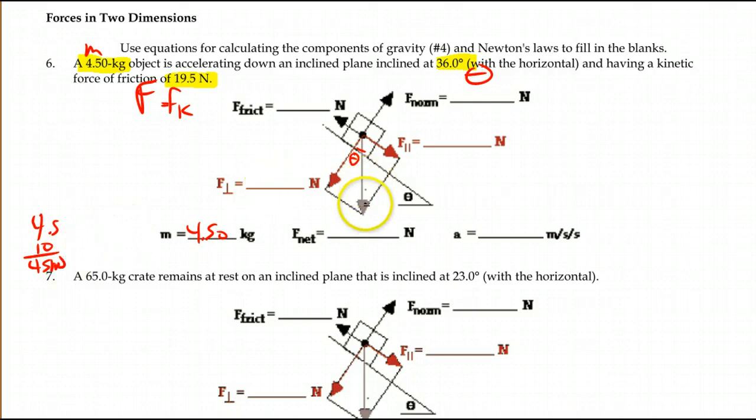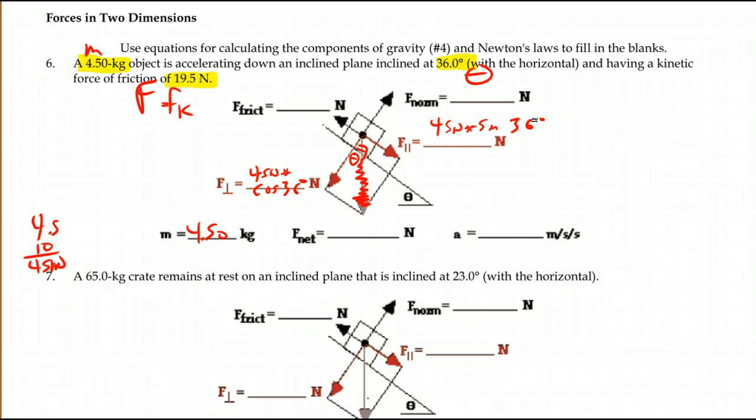Now, notice this is grayed out already. This is not the force we're going to end up wanting. We're going to want the 2 forces that cooperate with the friction and the normal force. This one will be 45 newtons times the cosine of the angle that we have for the incline, which is 36 degrees. This one will be 45 newtons times the sine of 36 degrees.